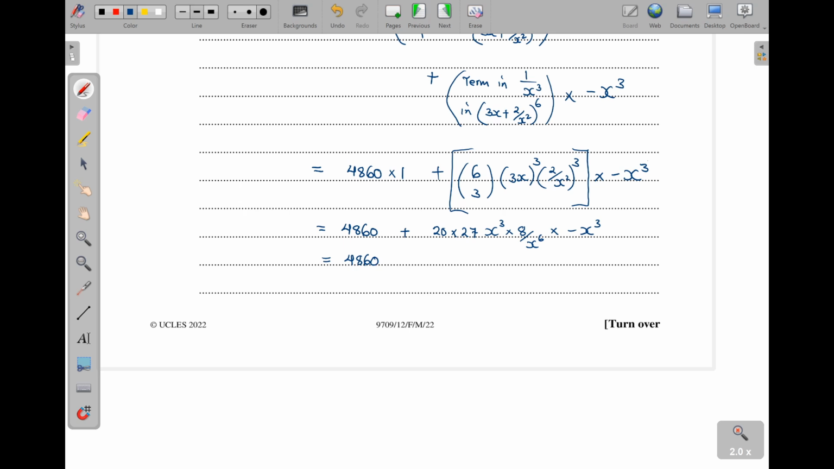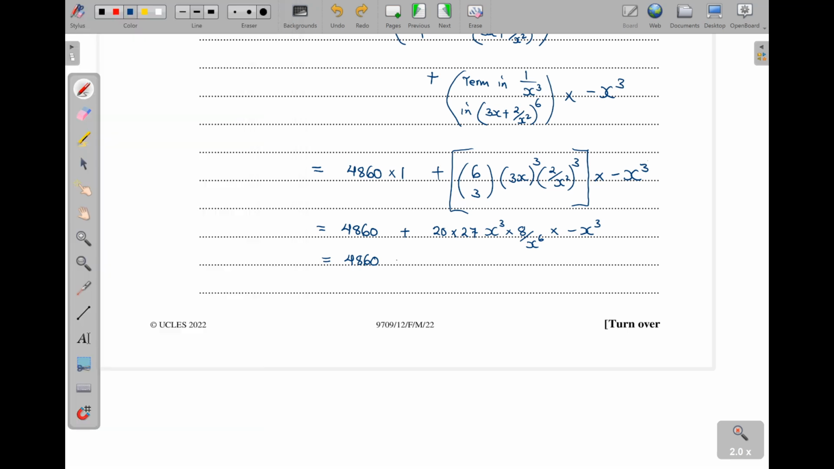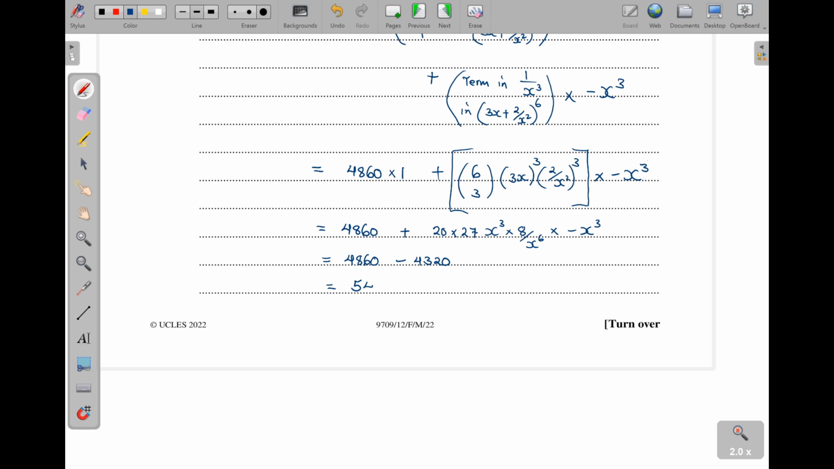So we shall have 4860. And then what do we get when we multiply 8 with 27 with 20? 20 times 27 times 8 is 4320, but it's a negative. Remember, there's a negative here. So when we subtract these two, what do we get? 4860 minus 4320 is 540. So our answer is going to be 540.